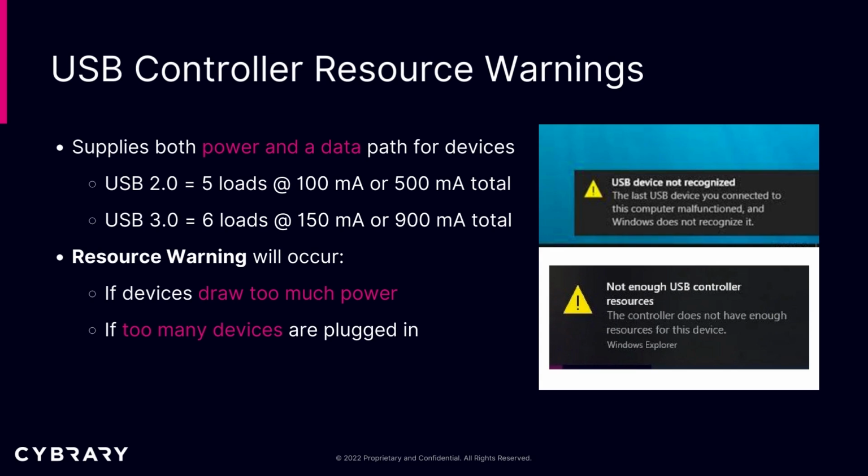USB controller resource warnings. The USB controller is a component that supplies both power and a data path for devices connected to it. Now, our systems have different types of USB controllers, the USB 2.0 and 3.0. The 2.0 can handle 5 concurrent loads of 100 milliamps each, or 500 milliamps altogether, while the 3.0 can handle 6 concurrent loads of 150 milliamps each, or 900 milliamps for all. If a connected device draws more than its allotted power, it would malfunction, become unstable, and disconnect frequently.